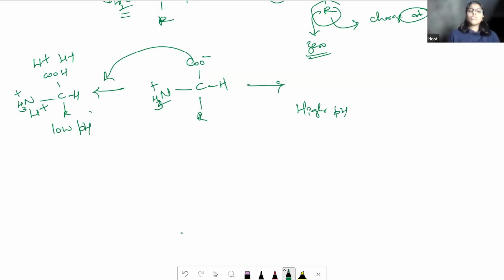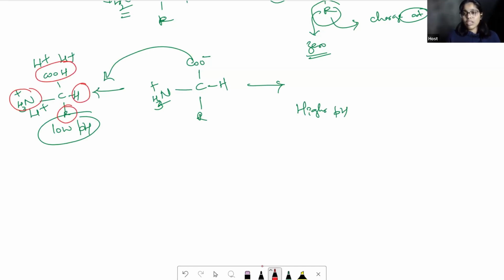What is the charge on the amino acid at low pH? What is the charge now? These are the side groups of the amino acid. What charge can we expect? Okay, the charge on the amino acid is +1 when you keep it in the lower pH.